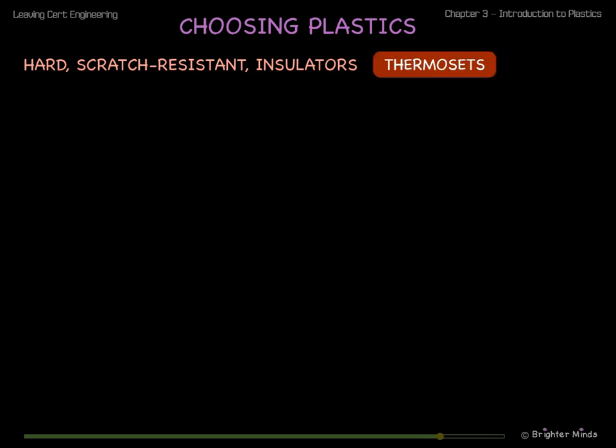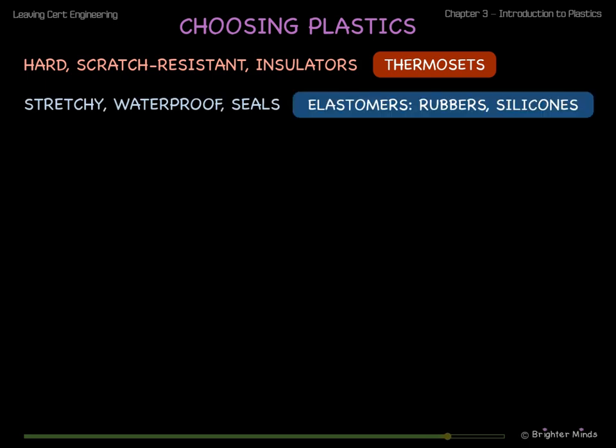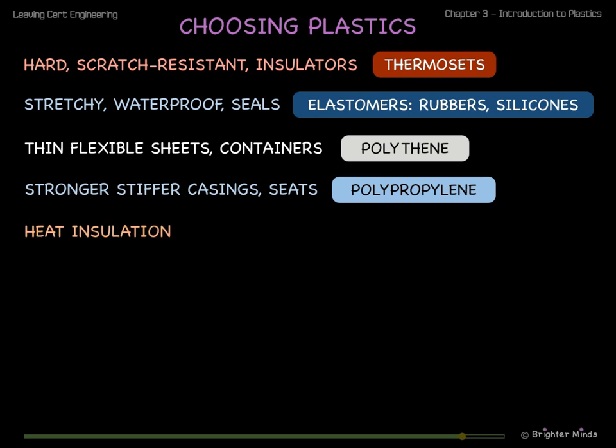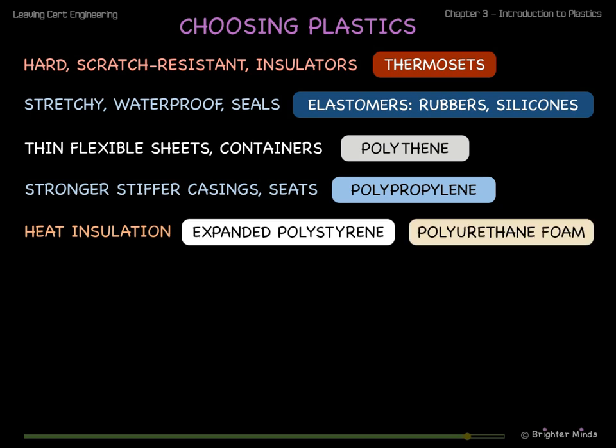Choosing plastics. If you need hard, tough, scratch-resistant, heat and electrical insulators, choose thermosets such as phenol formaldehyde. For rubber-like, waterproof materials, choose elastomers like synthetic rubbers and silicones. If you need to make very thin sheets or containers, polythene is a good choice. If you need harder wearing, stiffer plastics for containers or seats, polypropylene is a good choice. For packing materials, wall insulation and furniture stuffing, choose polymers like expanded polystyrene and polyurethane foam.